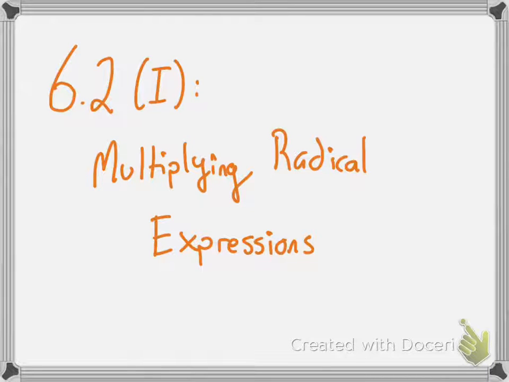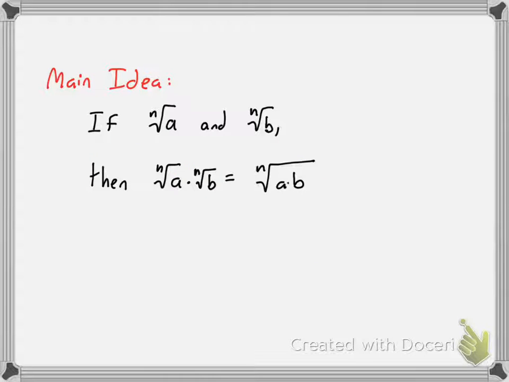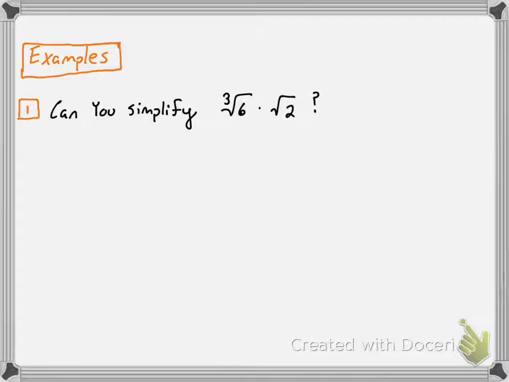In section 6.2, in the first half, we're going to look at multiplying radical expressions. So the first main idea is that if a and b are both being taken to the nth root, then I can simplify that as the nth root of a times b, so basically just multiplying everything under the radical. For example, could I simplify something like the cube root of 6 times the square root of 2?